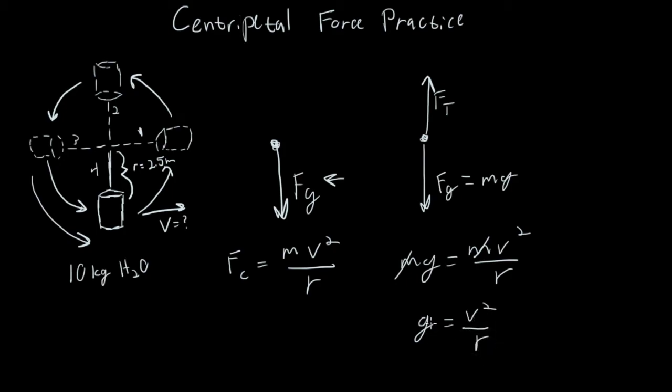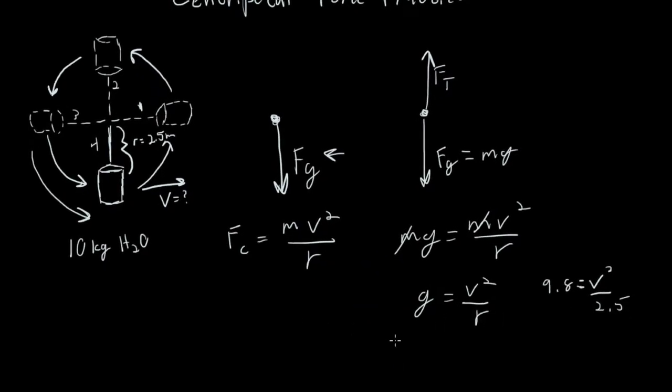And I have g, I always have g, it's 9.8. So 9.8 equals v squared divided by my radius of 2.5. I can take 9.8 times 2.5 and then take the square root of that. So if I want to get v, I'm going to take the square root of 9.8 times 2.5. And for that, my velocity will be 4.95 meters per second. Perfect.